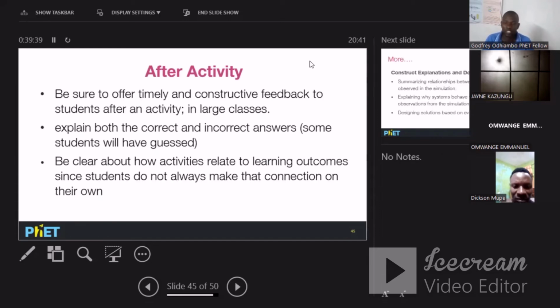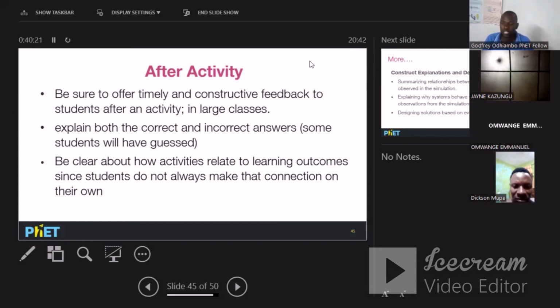So after the activity, the teacher should offer timely and constructive feedback to students, either in large classes or in small classes. The teacher will also explain both the correct and the incorrect answers, which some students will have guessed. It is important so that the students can learn to unlearn the previous concept which was incorrectly learned, and also try to get the correct one at that moment.